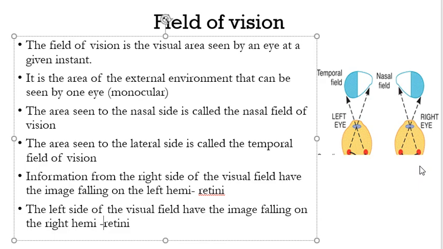So again, information coming from the right side of the visual field will fall on the left. They'll fall on the opposite side. So whether it's the right eye or the left eye, if it's coming from the right side, it's going to fall on the left. If it's coming from the left side, it's going to fall on the right. Okay. So go over this slide again. I suggest you go over it 3 times before moving on to the next slide.